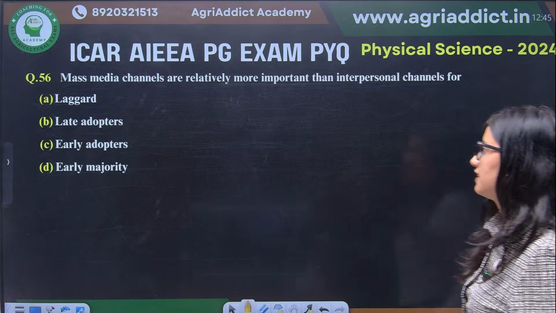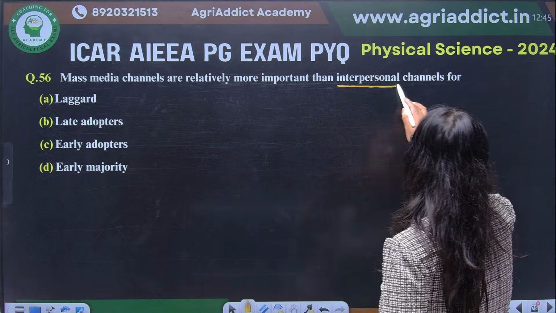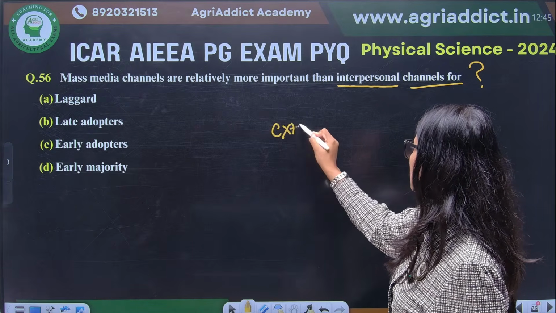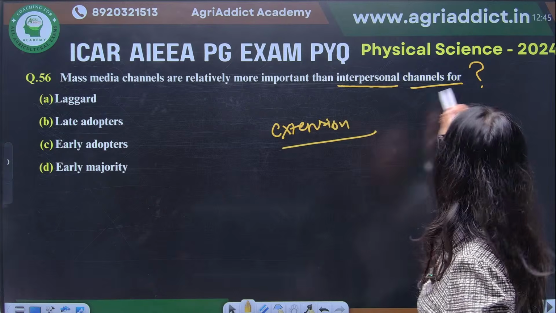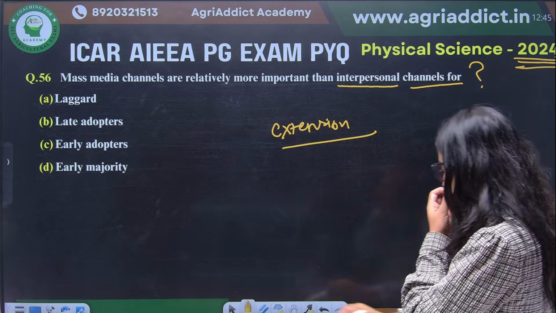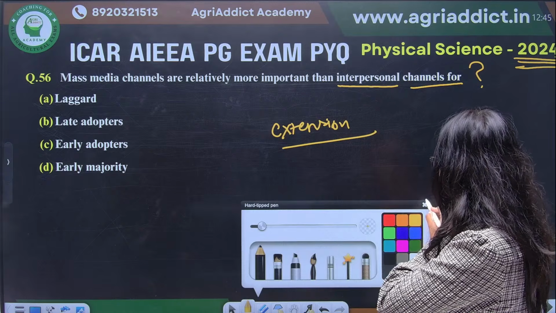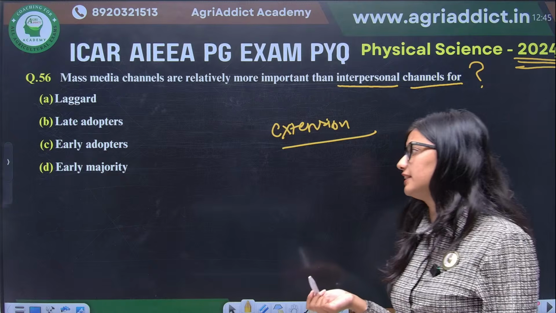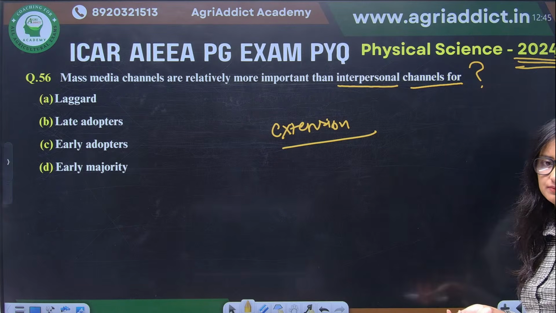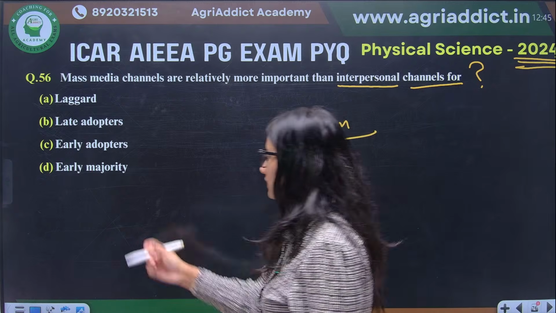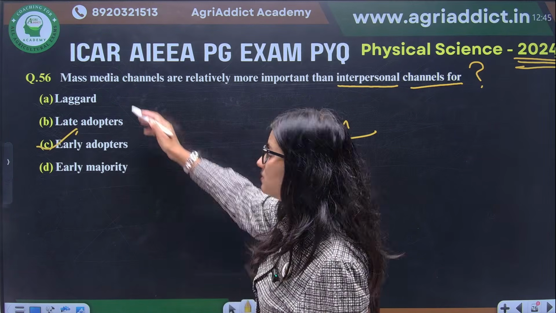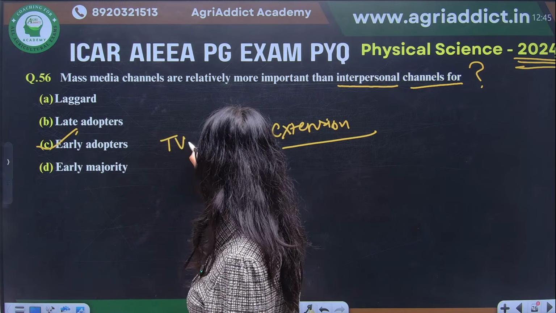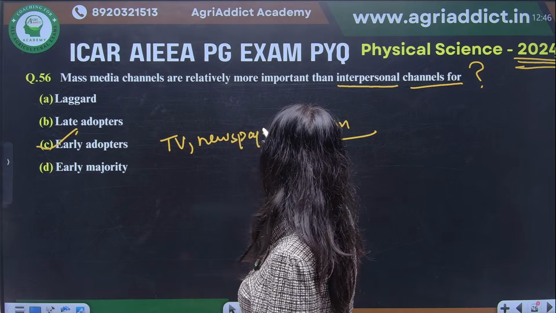Next is mass media channels are relatively more important than interpersonal channels for. Again extension. In 2024, the second question is also from extension. What will be the answer? Are they laggard, late adopter, early majority? These are what? Early adopters. Early adopters always use mass media. Mass media like? Yes, very good. C is the correct answer. Mass media, TV, newspapers. Okay.